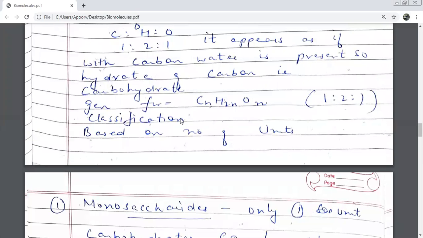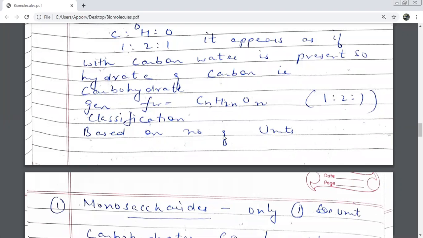What does the word saccharide mean? What does saccharide mean, beta? Any idea? Saccharide means sugar. And sugar is sweet in taste. So because carbohydrates are sweet in taste, we also call them saccharides. So what is the other name of carbohydrates? Saccharides. And why do we call them saccharides? Because they are sweet in taste. So if I say monocarbohydrate or I say monosaccharide, it means exactly the same.